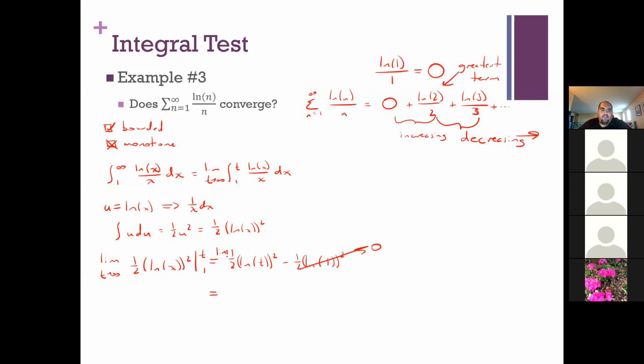So what does this mean? What's the limit as t goes to infinity of this integral? Infinity. So what does that mean about the series? It diverges.